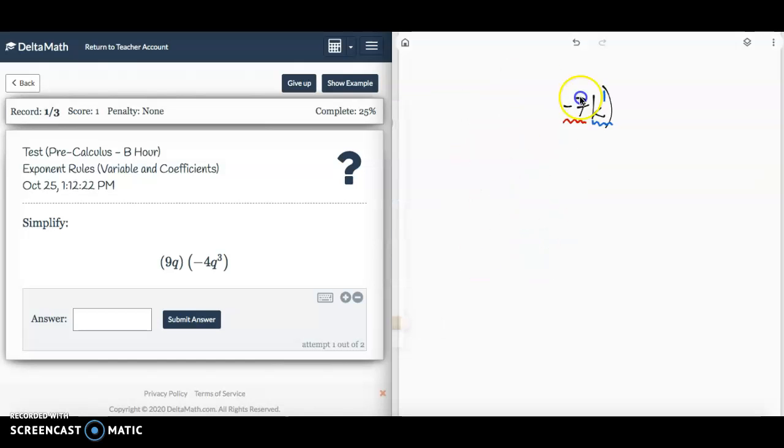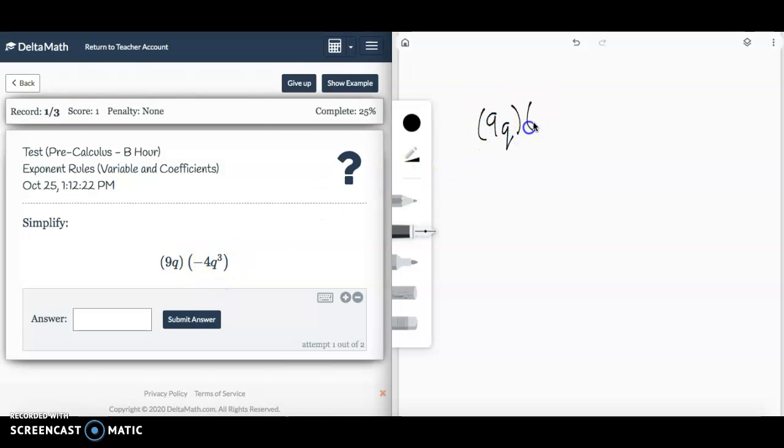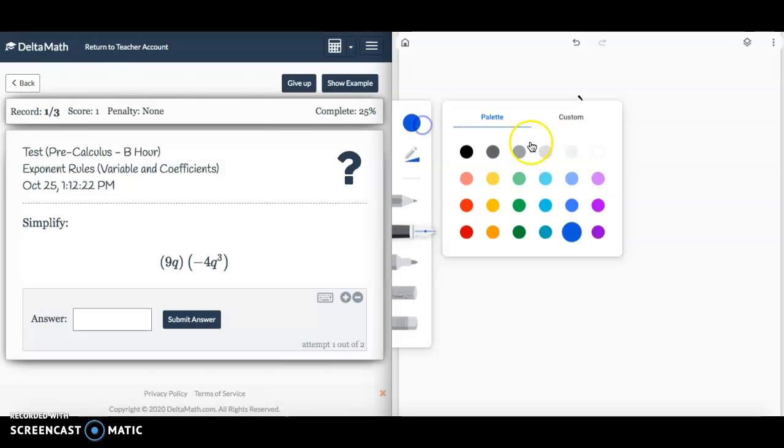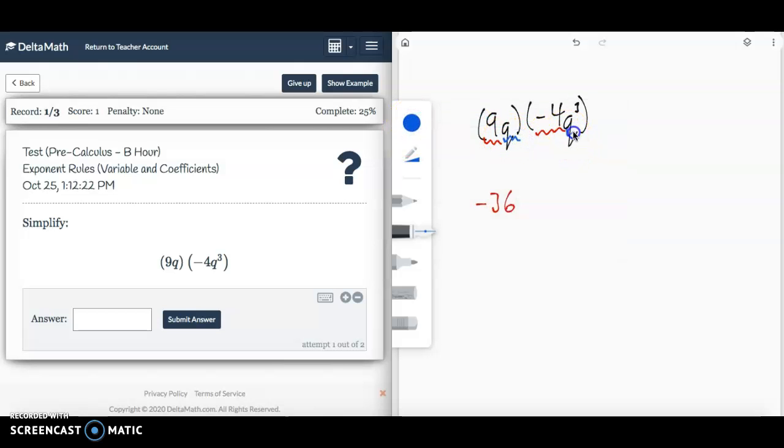All right, let's look at this one. In this example, I have 9q times negative 4q cubed. Again, I'm going to multiply my coefficients first. So I have 9 times negative 4, which gives me negative 36. And then, since my q's have the same base, I can add their exponents. I'll have q to the 1 plus 3, which will be q to the 4th. So negative 36q to the 4th.